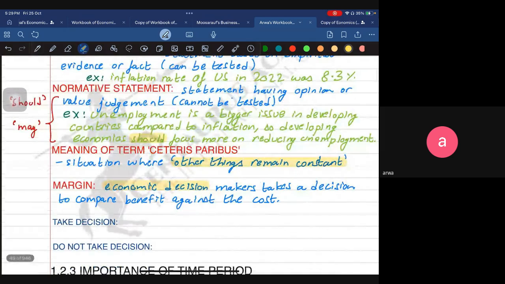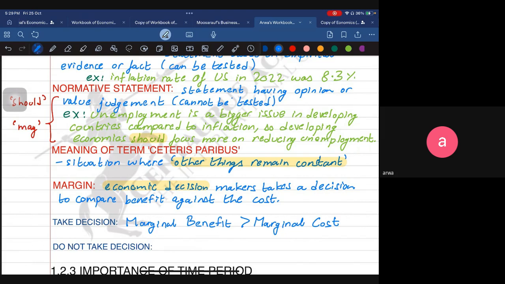Okay, great. So economic decision makers take a decision to compare the benefit against the cost. So when are they going to take the decision? Is when the marginal benefit is greater than the marginal cost. Whereas they are not going to take the decision when marginal benefit is less than the marginal cost. Quite simple, huh? Okay.